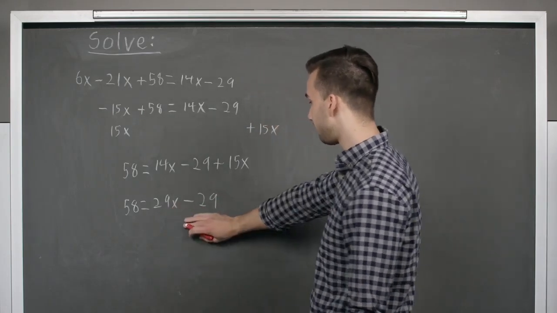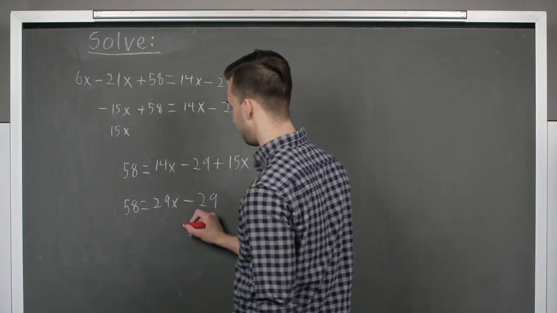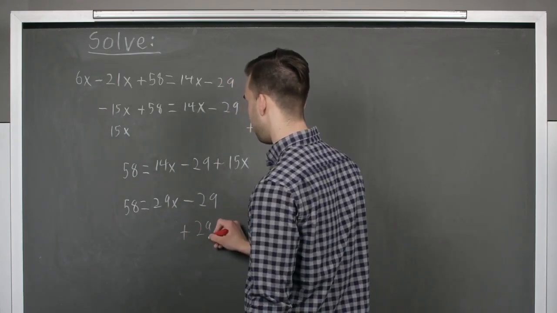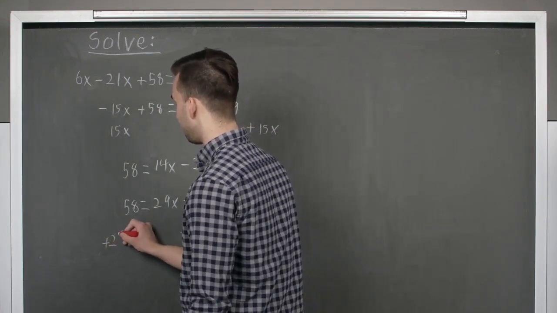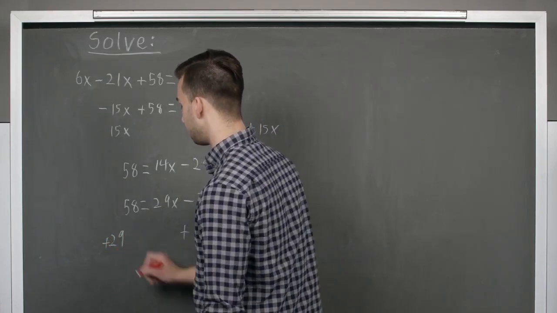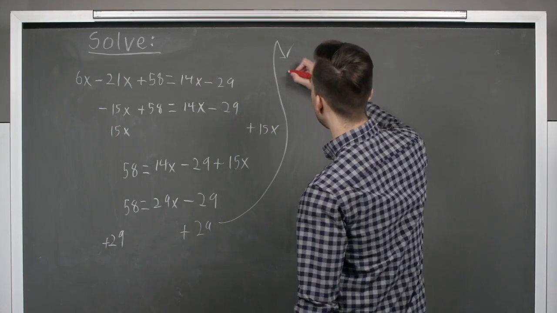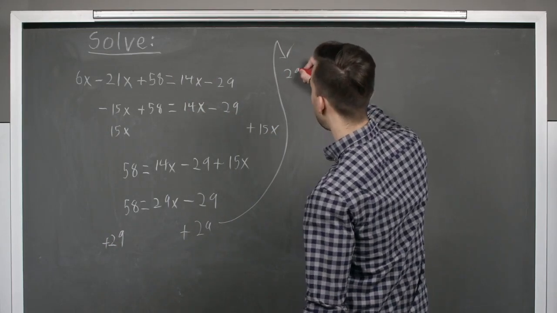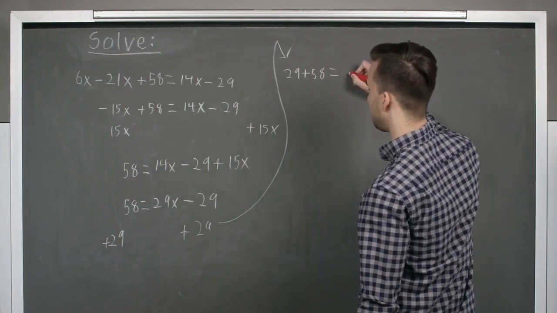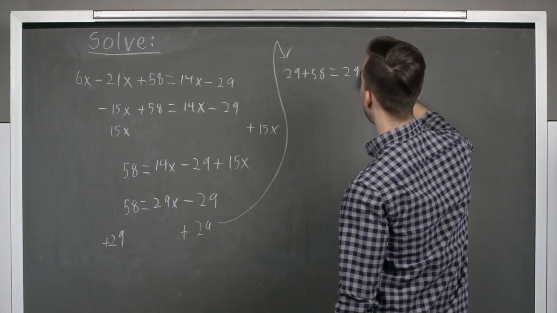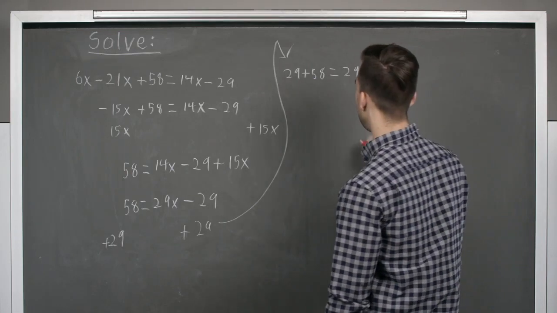What we need to do is add 29, and so let's do that for both sides of the equation. So plus 29 on the right side and plus 29 on the left side. Excuse my handwriting. Let's bring that up here. So that gives us 29 plus 58 is equal to 29x. So let's see, 29 plus 58 is 87.